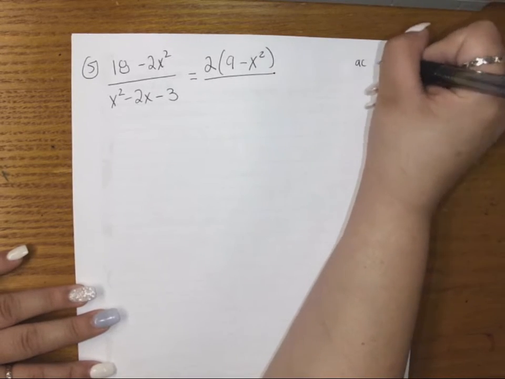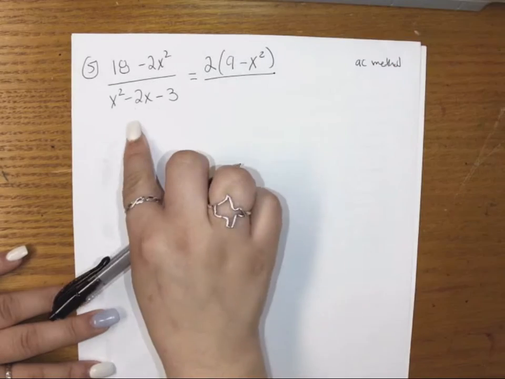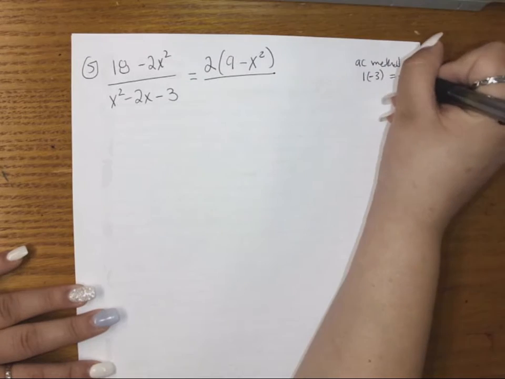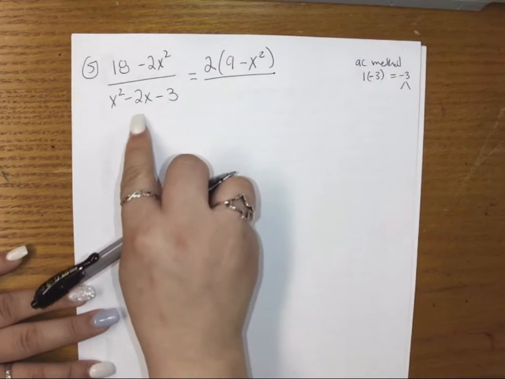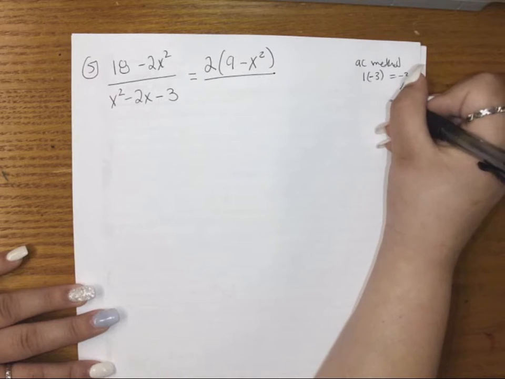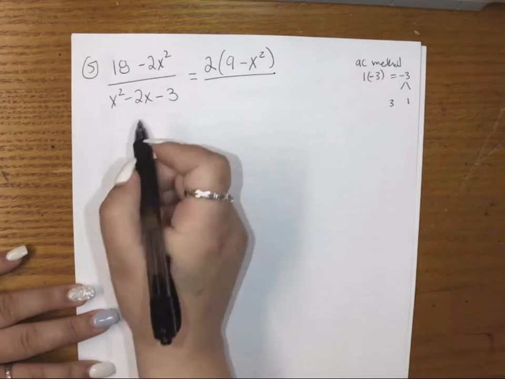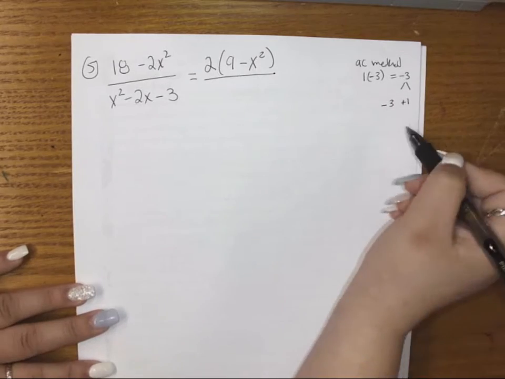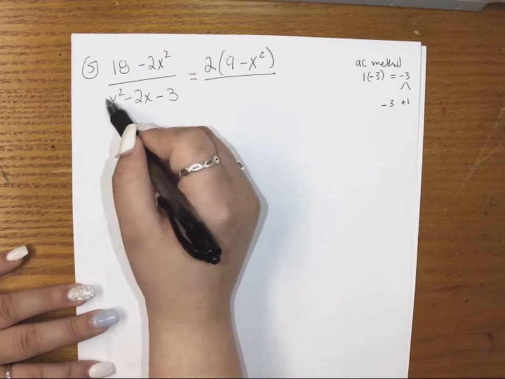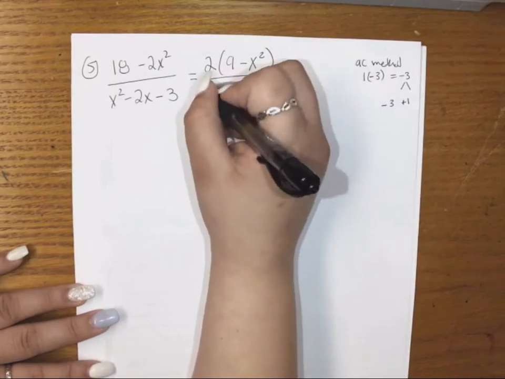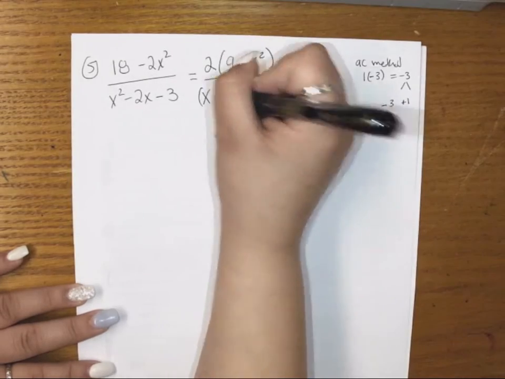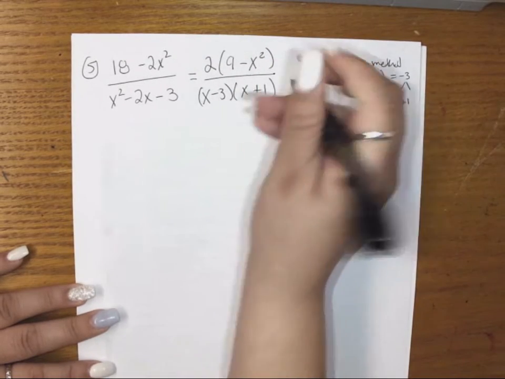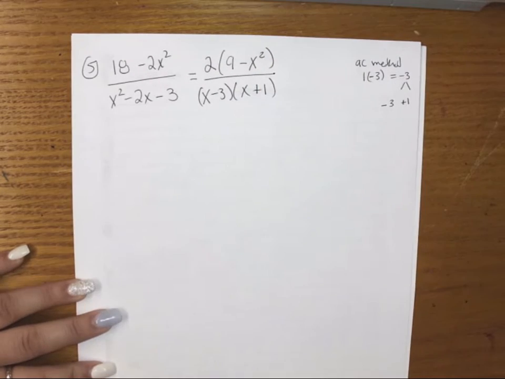So we're going to go to the side here, and we're going to factor this out. Our a is 1, our c is negative 3, so a times c is negative 3. We're looking for factors of negative 3 that will add up to negative 2. So I know 3 and 1 will work, and my 3 has to be negative and my 1 has to be positive. Remember the shortcut: because a is 1, once I find my factors, it's going to factor into x minus 3 times x plus 1, only because a is 1.